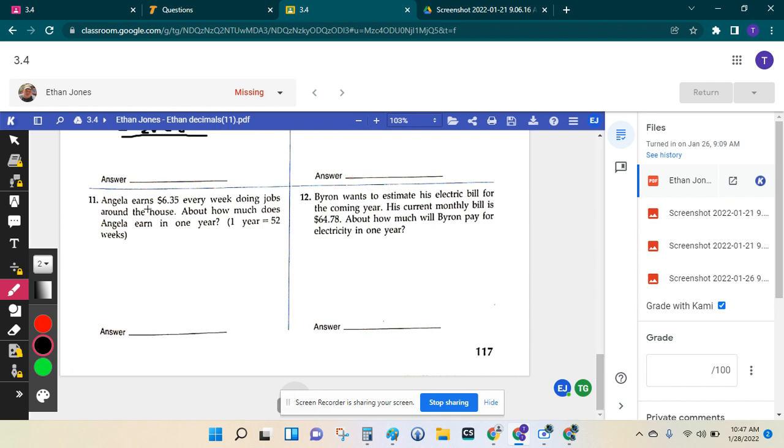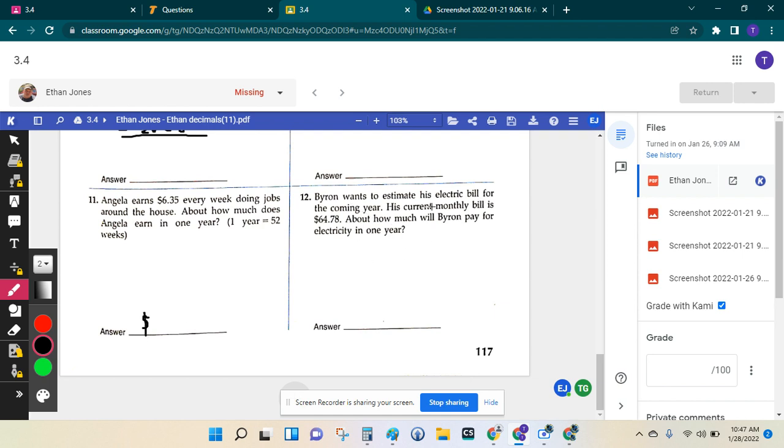Okay, so here she earns $6.35 every week doing jobs around the house. About how much would she earn in a year? So a year has 52 weeks, so you would just round $6.35 to the nearest dollar and then times that by 52. And again, don't forget to add your dollar sign.